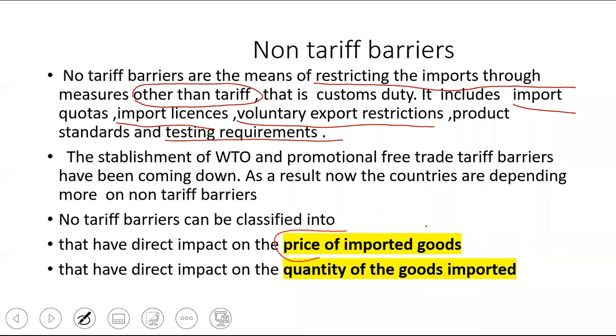You know that whether it is tariff or non-tariff barrier, it will be directly affecting the price of imported goods, because the basic purpose of the government to impose the tariff is to reduce the import. So naturally it will affect the price of the import. Then second is the quantity. There are two angles we are looking: one is the price of the imported goods, second is the quantity of imported goods.